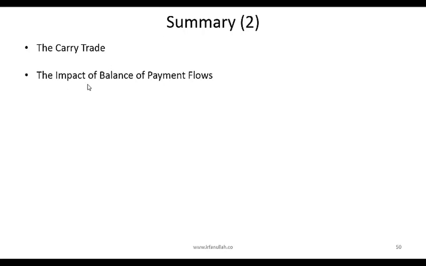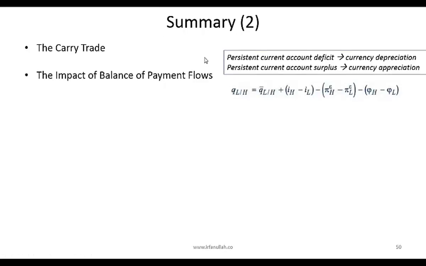Then we talked about the impact of balance of payment flows and just a few basic relationships that you need to understand. If in a given economy there is a persistent current account deficit, that would imply that the currency will depreciate. This doesn't necessarily happen immediately, but this would be the pressure. If there is a persistent current account surplus, then there will be a pressure on the currency to appreciate. Then we talked about this particular relationship.